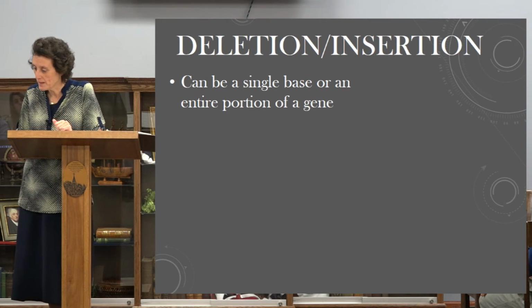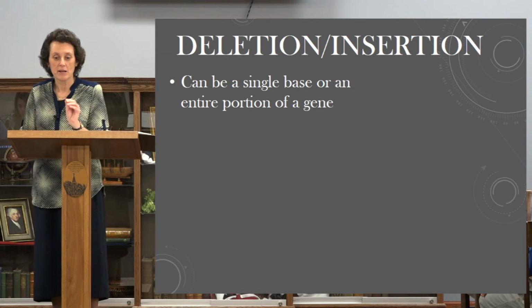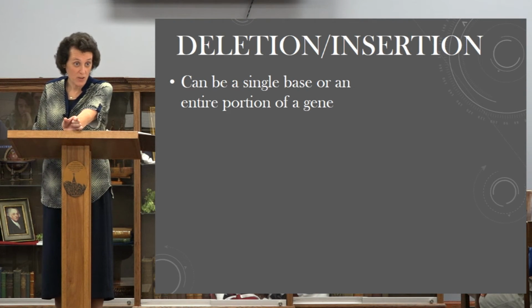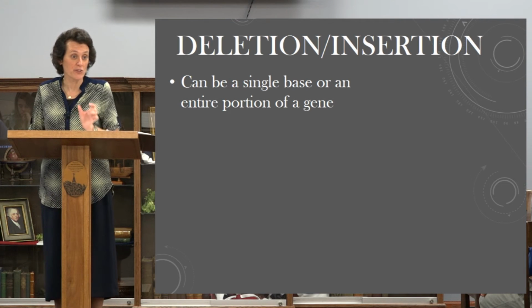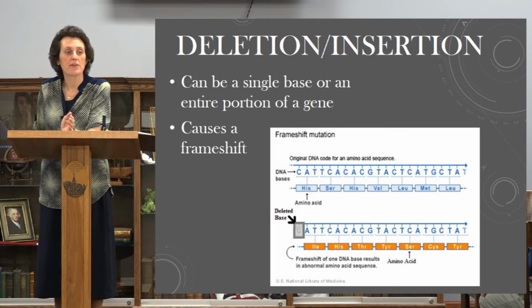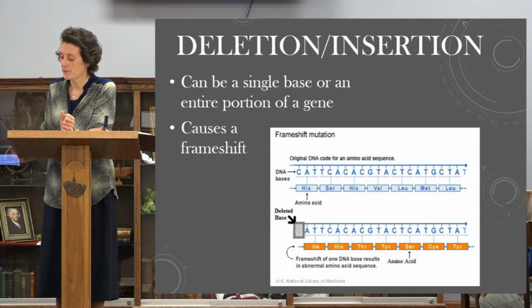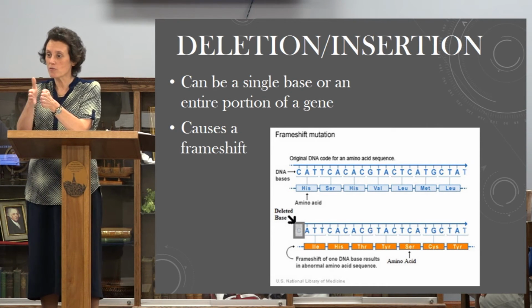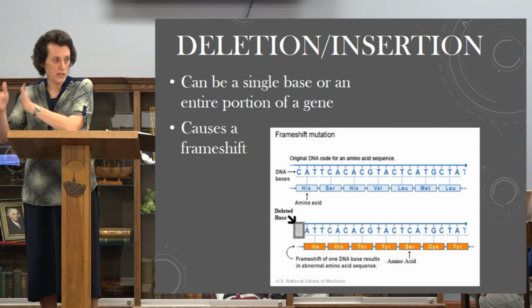Deletion and insertion are kind of put in the same category. We can insert a base pair, or even a whole section of gene, or we can delete a whole section or a single base pair. They're put together because they have the same result. They result in what's called a frame shift. A frame shift is when you shift over the pairing so that it no longer lines up as correct codons.